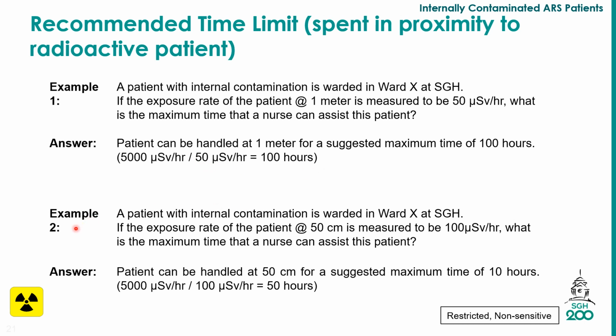Similarly, example 2, where a patient is measuring double the radiation exposure, 100 microsievert per hour at 50 centimeters away this time. What is the amount of time that the nurse can spend with this patient? Here we take the numerator as 5000 microsievert per hour, divide this by 100 microsievert per hour, that's the rate that is determined, and it works out to be 50 hours.